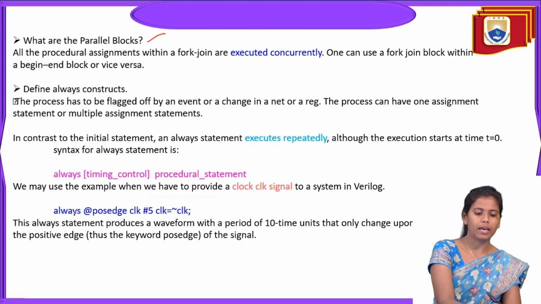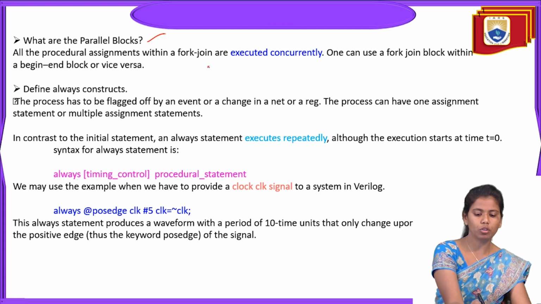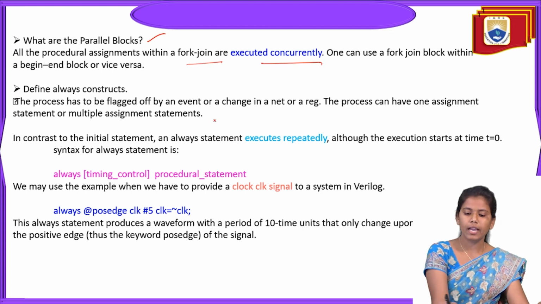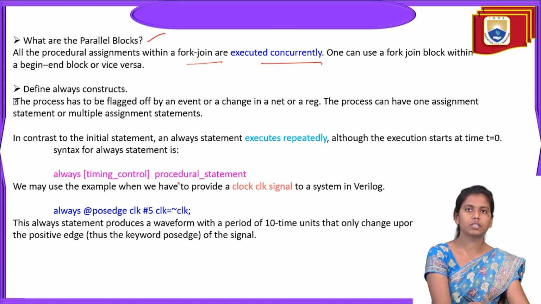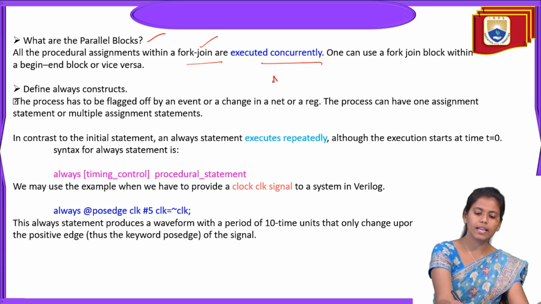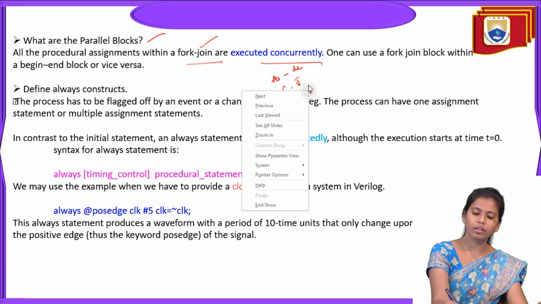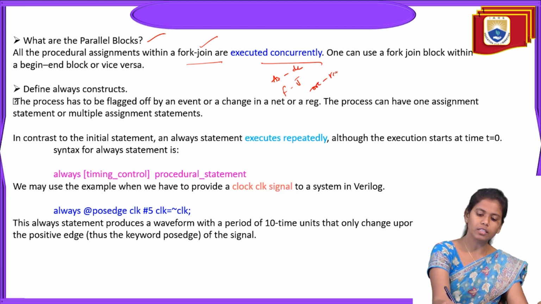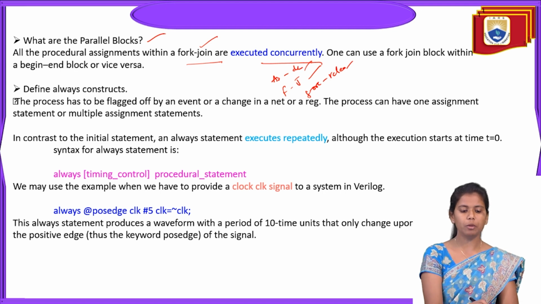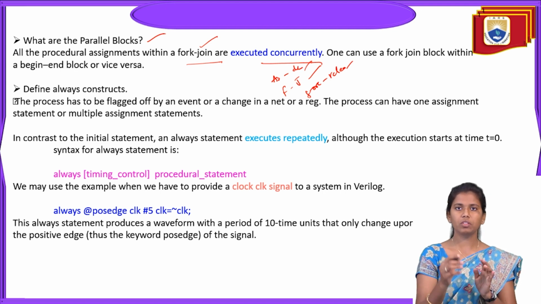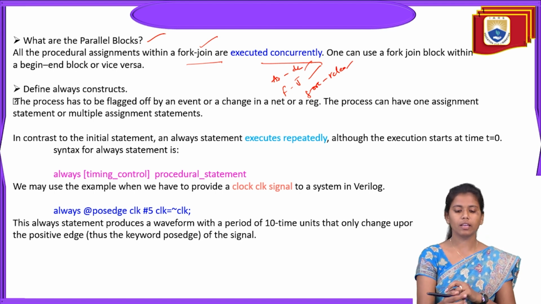So here, what are the parallel blocks? All the procedural assignments within a fork join are executed concurrently, and one can use a fork join block within a begin end block, or vice versa. So here: fork join, assign, deassign, fork join, force and release. These are a few procedural constructs in behavioral modeling. Coming to the parallel blocks, all the procedural assignments within the fork and join are executed concurrently.